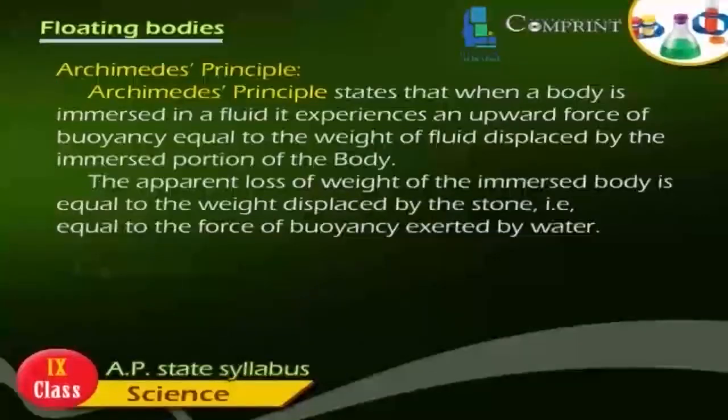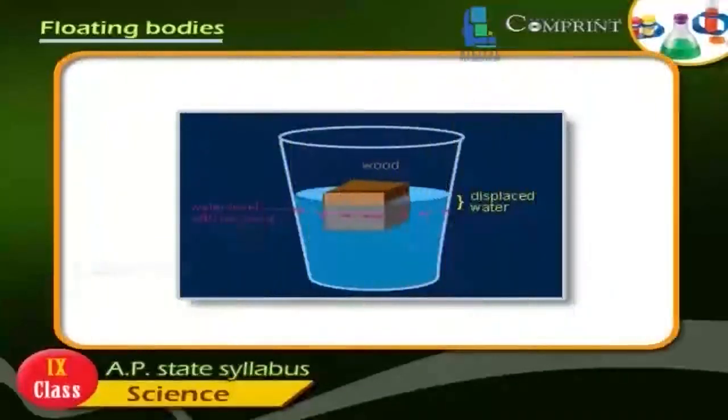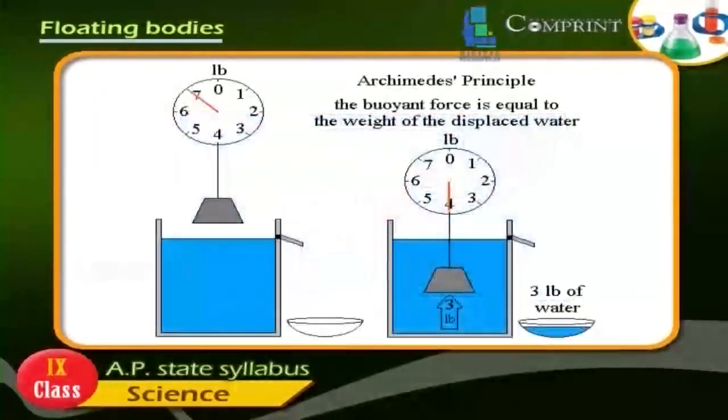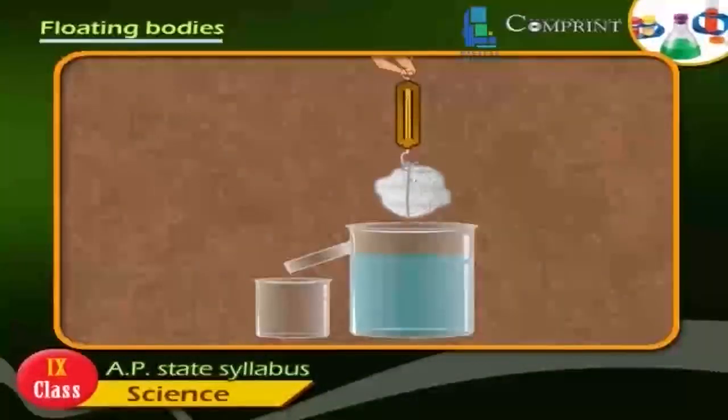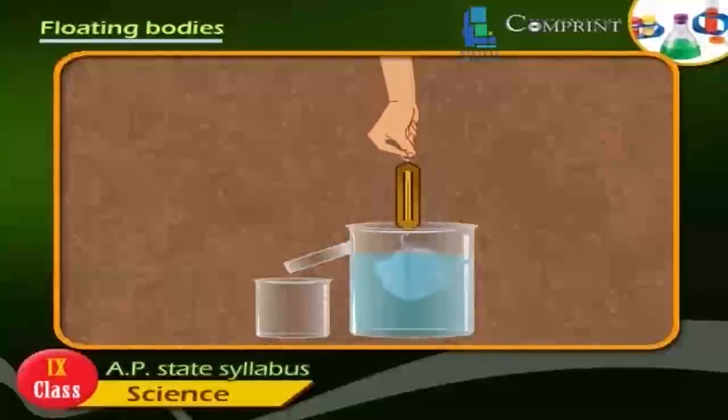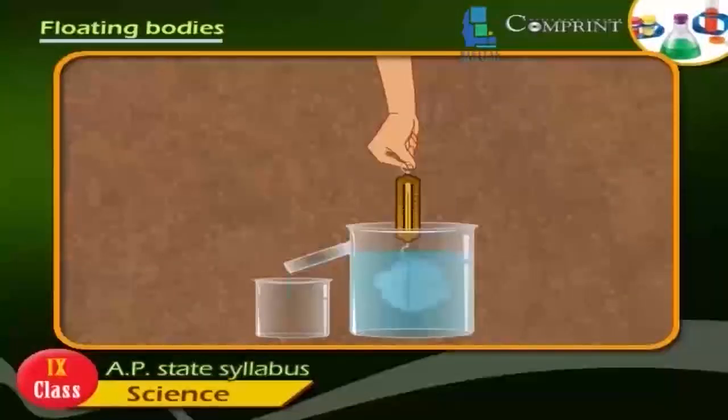Archimedes' principle. Archimedes' principle states that when a body is immersed in a fluid, it experiences an upward force of buoyancy equal to the weight of fluid displaced by the immersed portion of the body. The apparent loss of weight of the immersed body is equal to the weight of water displaced by the stone, that is, equal to the force of buoyancy exerted by water.